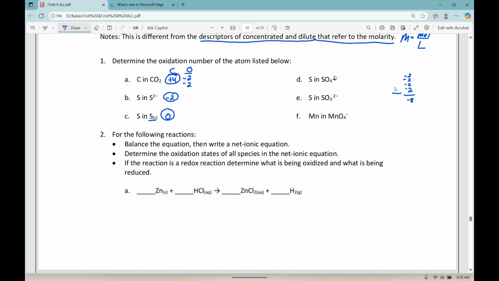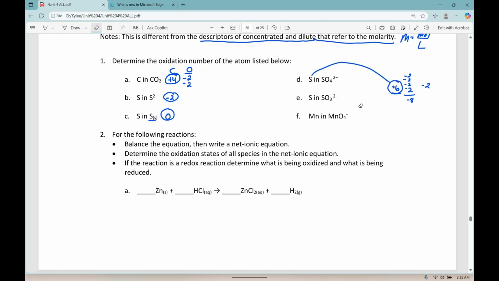So I need to figure out what sulfur would need to be in order to give me the overall charge of -2. If it was +8, then this would add to 0. And that's not the goal, because this is a polyatomic ion. I have to match what the polyatomic ion's charge is. So if sulfur was a +6 with the -8, that would still leave me a net charge of -2. And that's why sulfur in this compound is a +6.